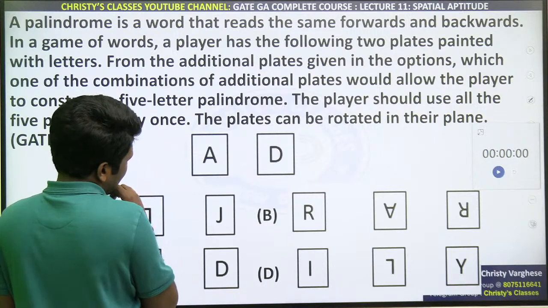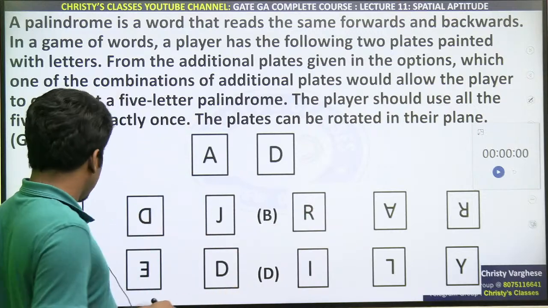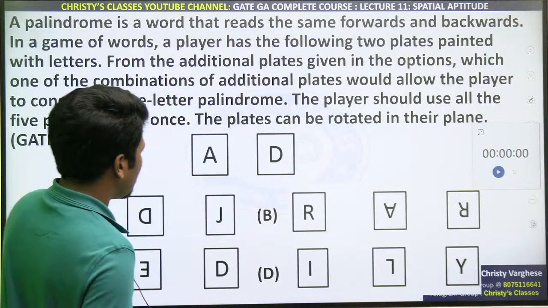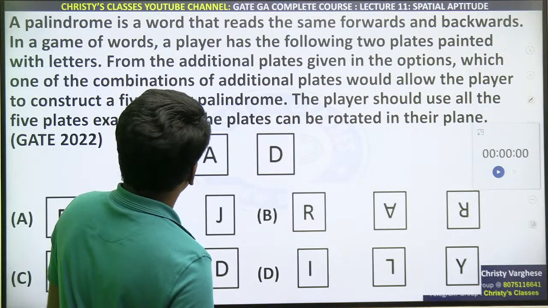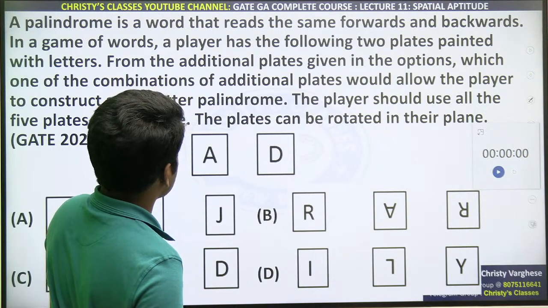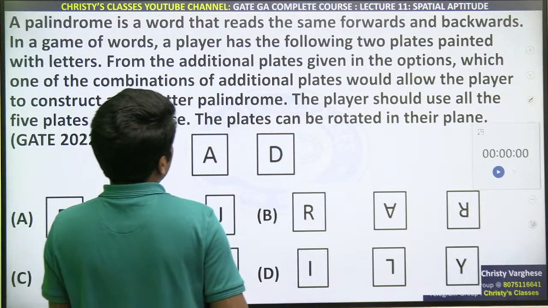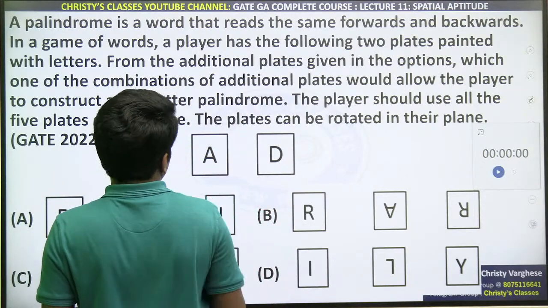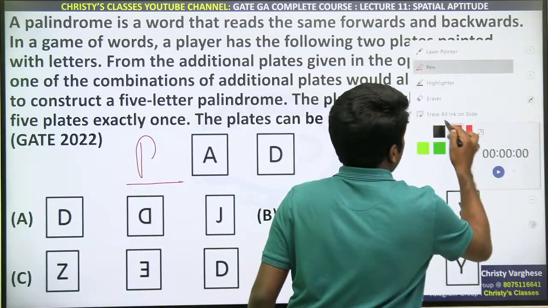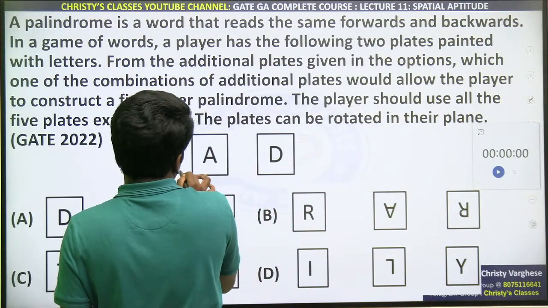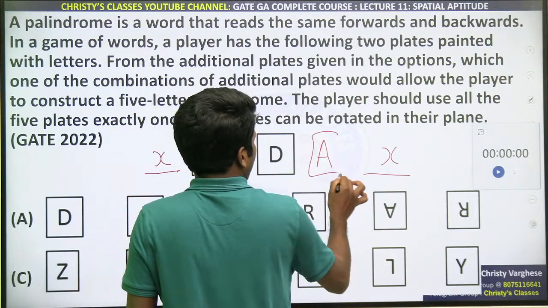So five plates hai na. So five plates hai to options dekho. Options mein R, A, R, D, D, J, Z, E, D, I, L, Y, ye sab hai. After rotating or flipping the options, you can see that A and D already hai hamare paas. As five letters are needed, left end mein ek letter hona chahiye. Wo letter kya hai, hume pata nahi hai. Whatever be that letter, let X be that letter. Right end mein bhi ek letter hai. In between ye A ka ek aur A mila to milega na answer.